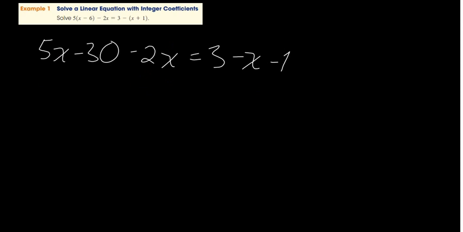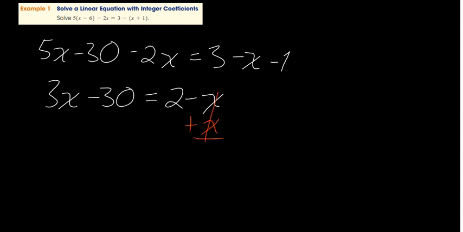All right, so on the left we have a 5x and we have a negative 2x, so that's going to be a positive 3x, right? And then minus 30, and then is equal to 3 minus x. Okay, well that's okay, but then we have a minus 1, so we're going to end up with a 2 minus x. Okay, now again, if you wanted to, you're more than welcome to do the whole plus x thing.